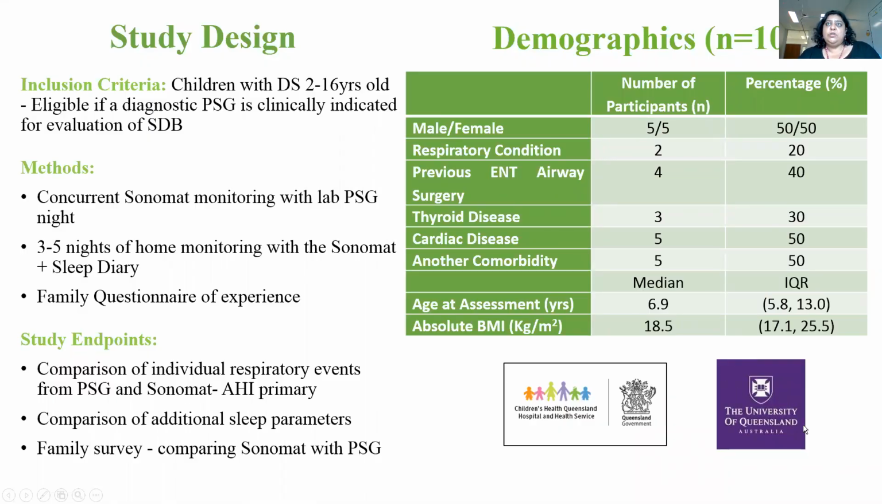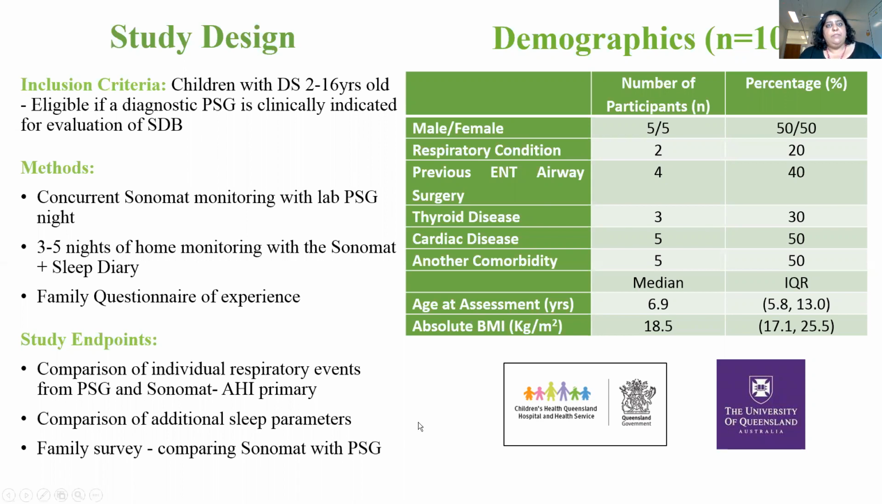We have included children with Down syndrome who are aged 2 to 16 years, who are eligible for the study if they are requiring a diagnostic sleep study to evaluate their sleep disordered breathing. These children undergo a concurrent Sonomat monitoring at the same time as having their lab study. They then take the mat home and do 3 to 5 nights of home monitoring with a sleep diary. The families also complete a questionnaire about their experience.